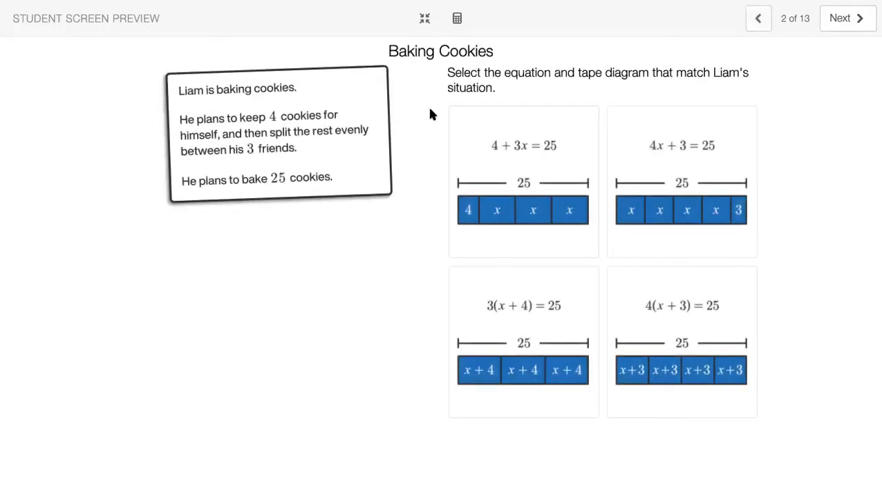All right, now we have a word problem. It says select the equation and tape diagram that matches Liam's solution. Liam is baking cookies. He plans to keep 4 cookies for himself and then split the rest evenly between his 3 friends. He plans to bake 25 cookies. So again, select which equation and tape diagram would match this.